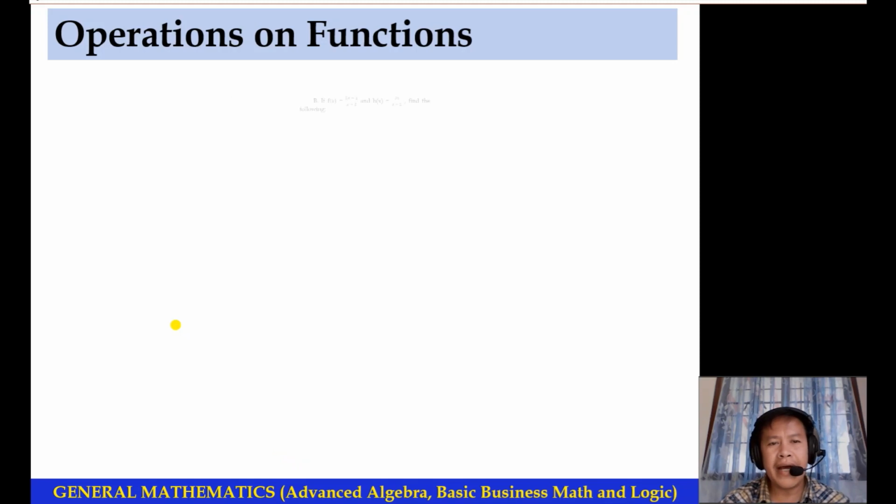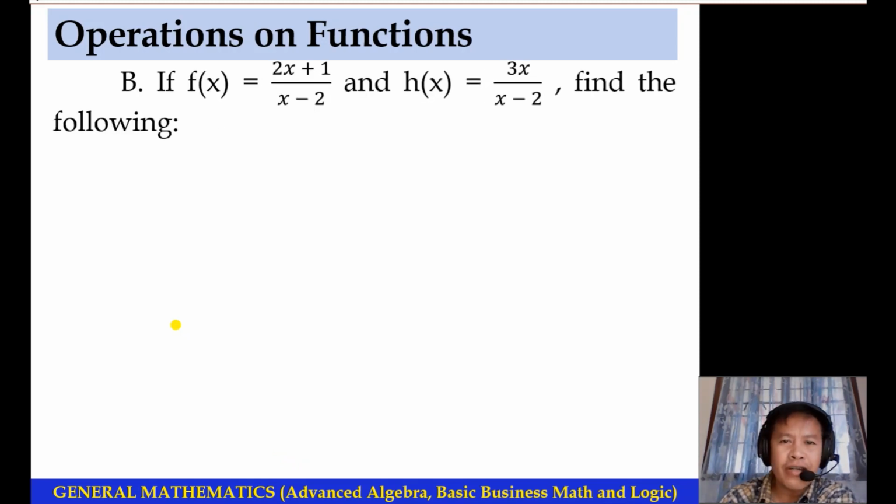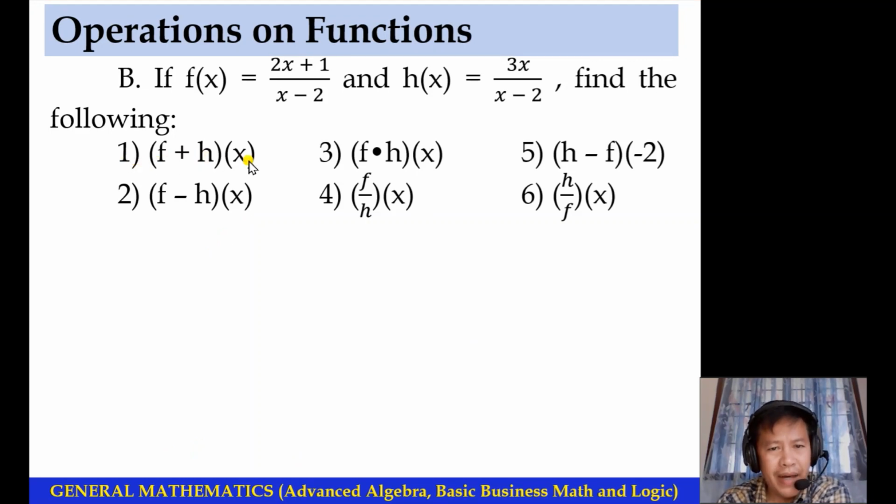Now, we will proceed with the moderate one. Letter B. If f of x is equal to 2x plus 1 all over x minus 2, and h of x is equal to 3x over x minus 2, find the following. Take note, this is a rational function, and this is also a rational function. Number 1, f plus h of x. Number 2, f minus h of x. Number 3, f times h of x. Number 4, f divided by h of x. Number 5, h minus f of negative 2. We are integrating evaluation of function in operation of functions. Number 6, h divided by f of x.